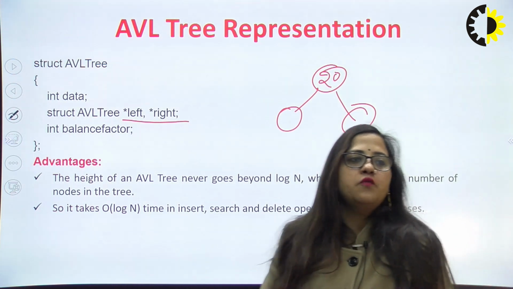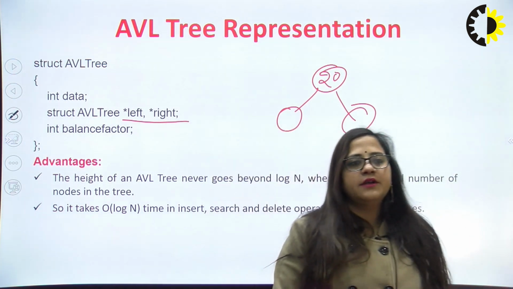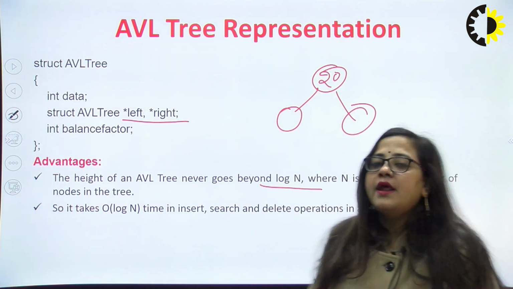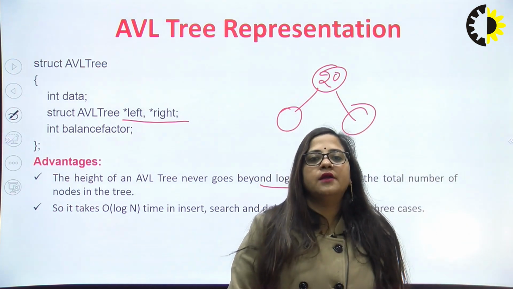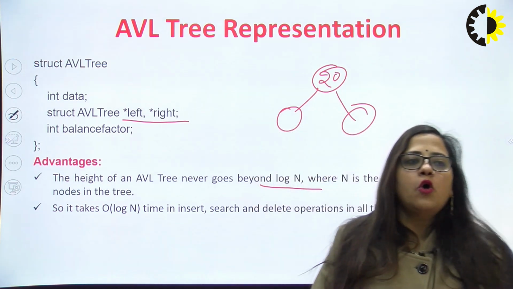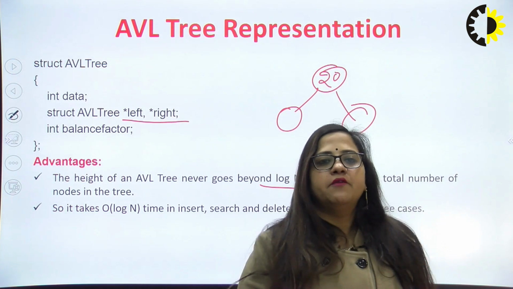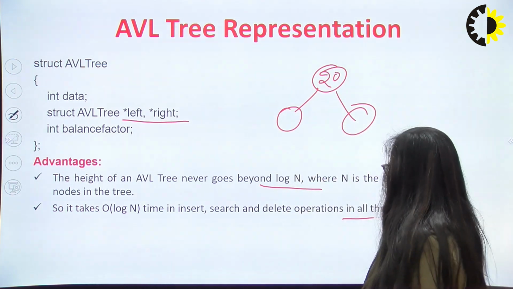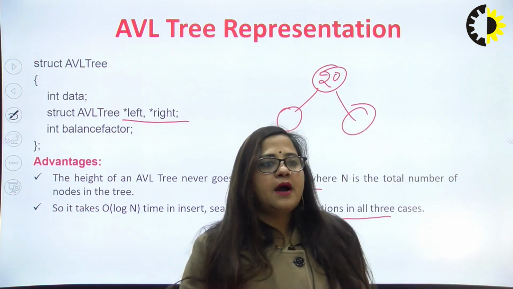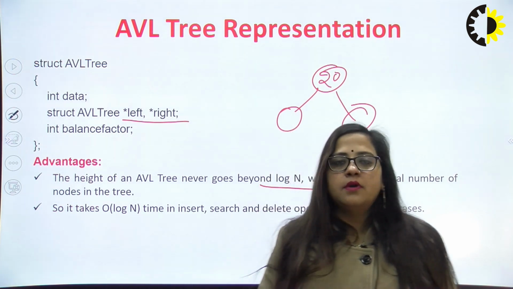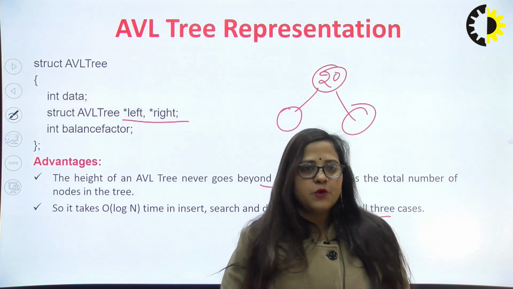The advantage of the AVL tree is that the height of the AVL tree never goes beyond log n, where n is the total number of nodes in the given tree. So it takes log n time for insert, search and delete operations in an AVL tree in all cases. The remaining part of the AVL tree we will discuss in my next lecture. So this time, thank you so much.